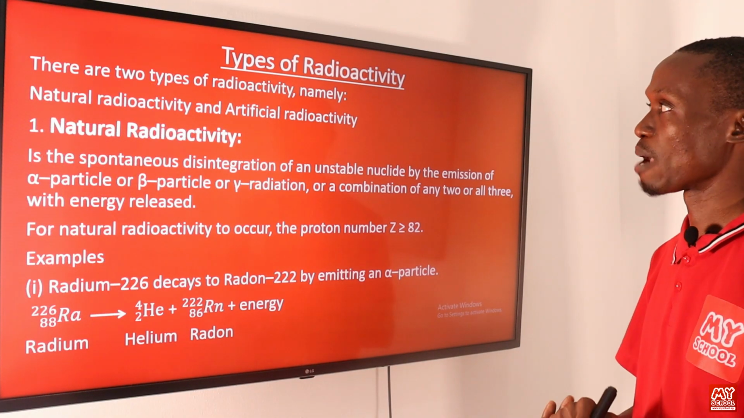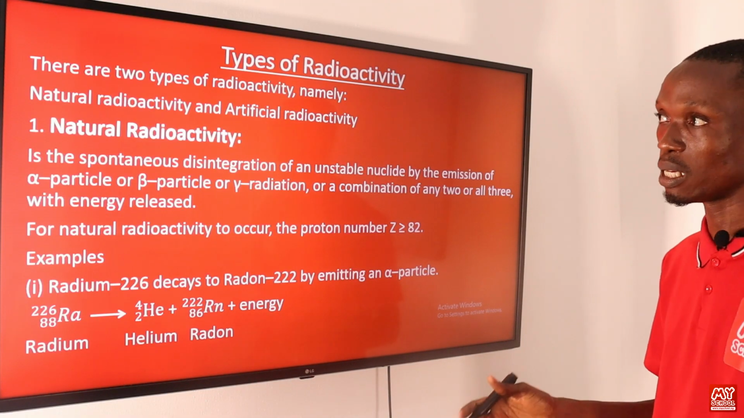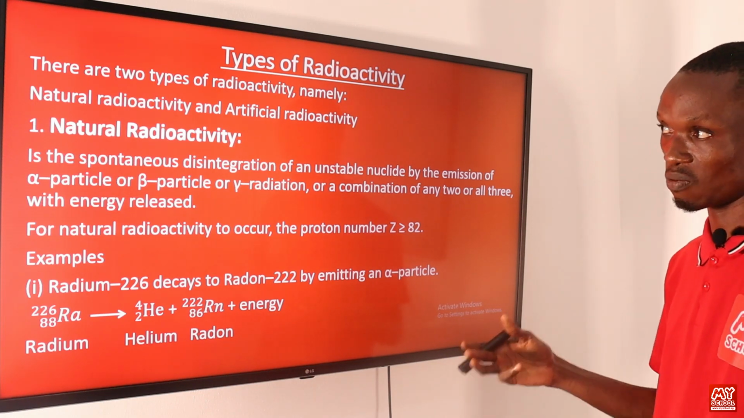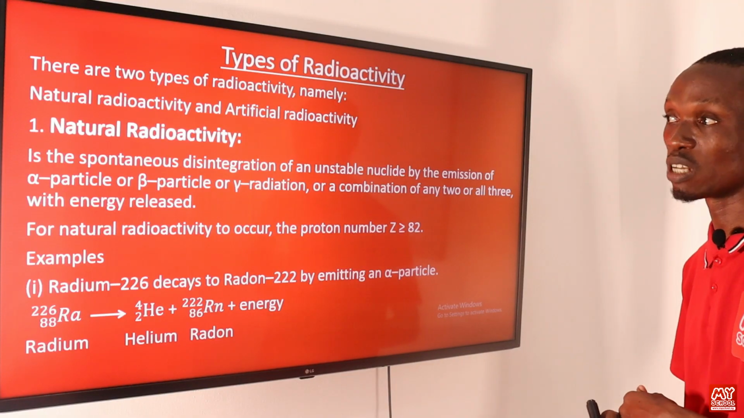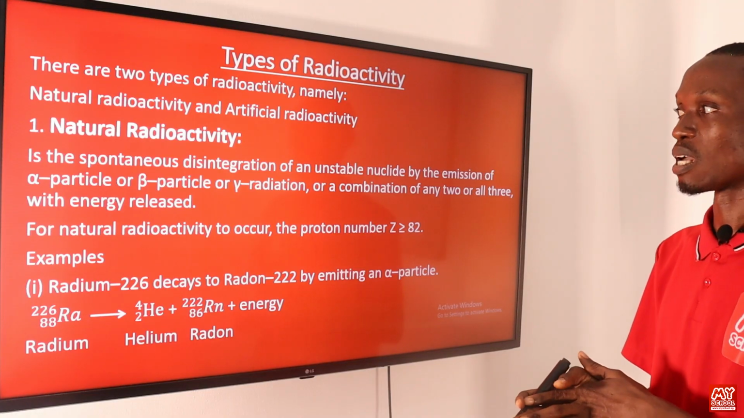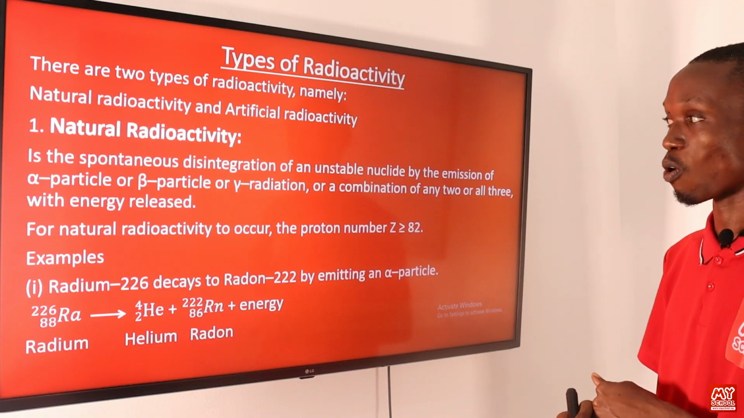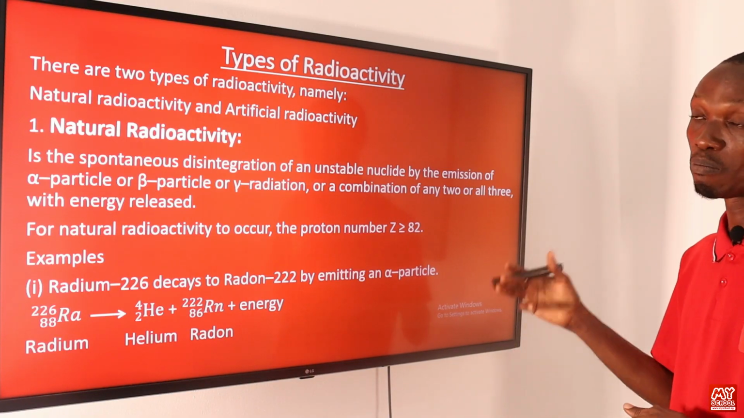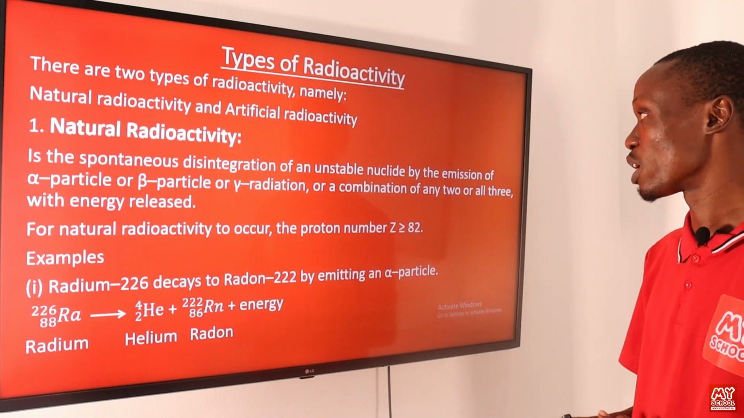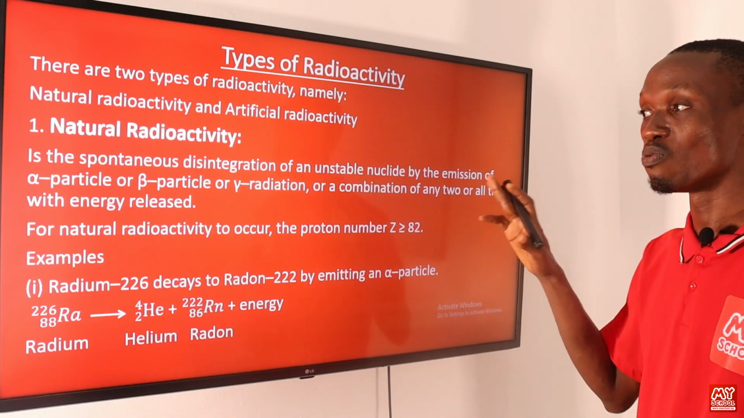Now let's talk about the types of radioactivity. Basically there are two types of radioactivity, namely natural radioactivity and artificial radioactivity. When we say natural radioactivity, we are referring to that type of radioactivity that involves the spontaneous disintegration of an unstable nuclide by the emission of alpha particle or beta particle or gamma radiation, or a combination of any two or all three, with energy released.